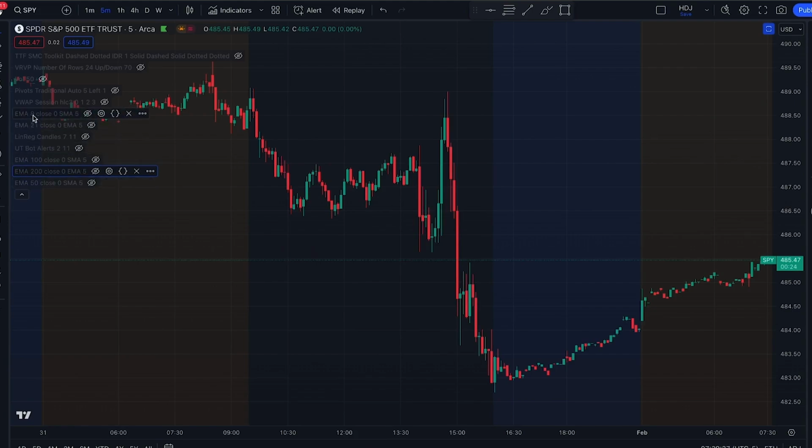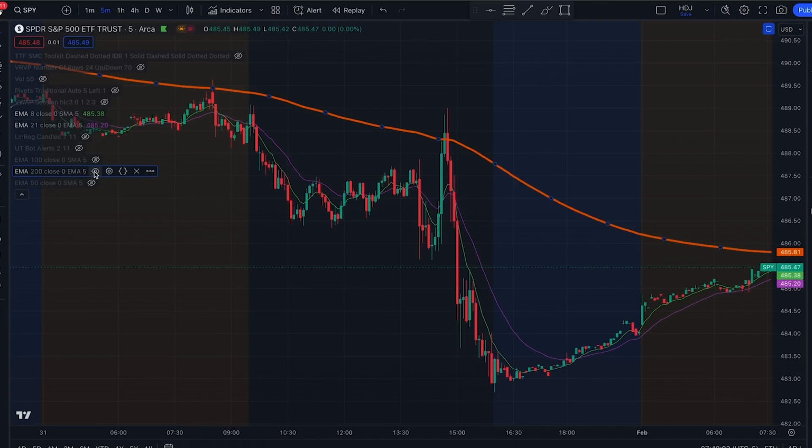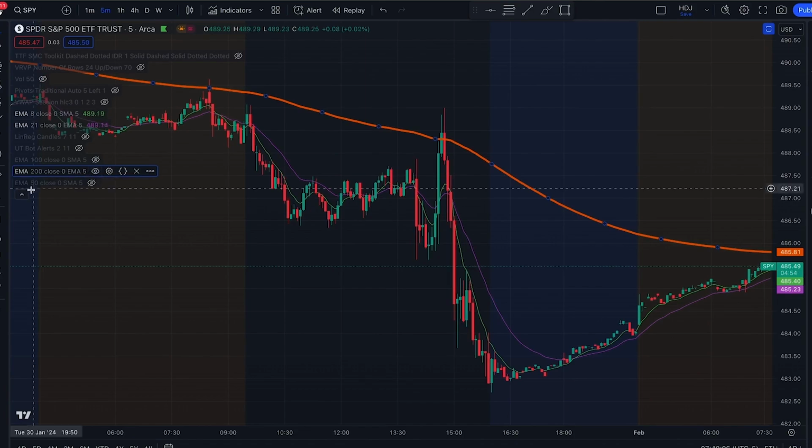You should have an 8, a 21, a 50, a 100, and a 200. That's 5 moving averages. All right, now for day trading, this is the 5-minute chart, so it's a smaller time frame. I only have on the 8, the 21, and the 200. These are the only 3 that I'm using for day trading on smaller time frames.